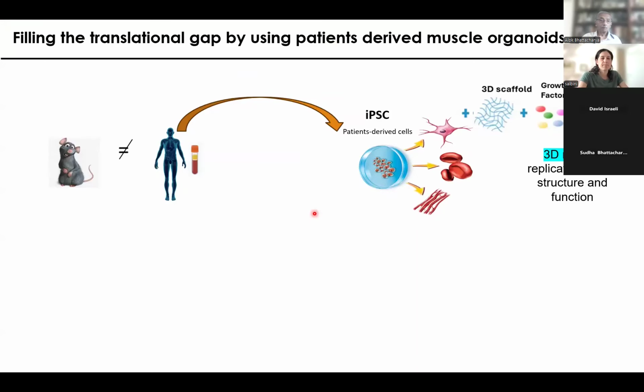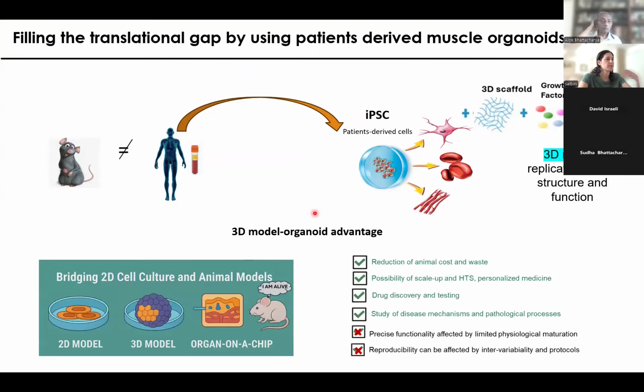So we can fill this gap of species difference by using iPS cells from patients, as I told you, that can be differentiated into muscle cells, for example. But in particular, we also employ biomaterials and bioengineering approaches to derive 3-dimensional muscles. So we add a 3D scaffold matrix and growth factors to replicate tissue structure and function, so that we can have a bridge between the simple 2D models and the animal models by using 3D organoids.